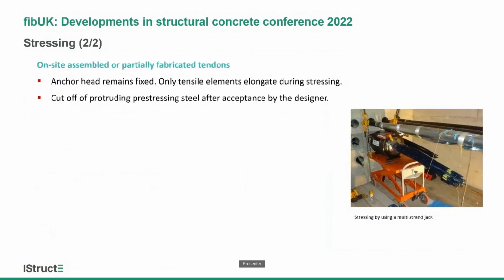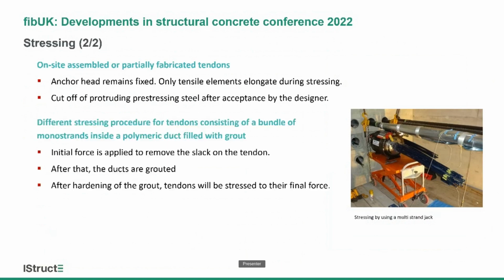For partially prefabricated tendons, the stressing typically looks quite similar to bonded tendons, so the anchor head remains fixed, and once stressing is done, typically the strand protrusions are cut.